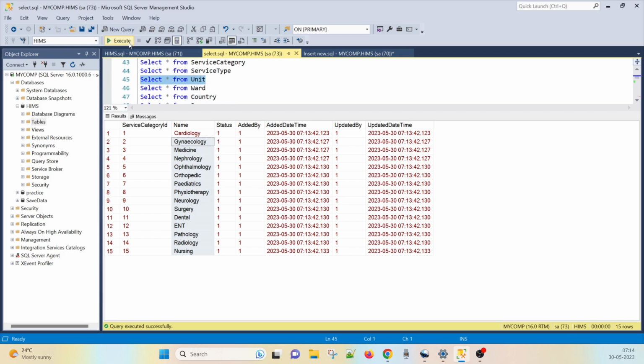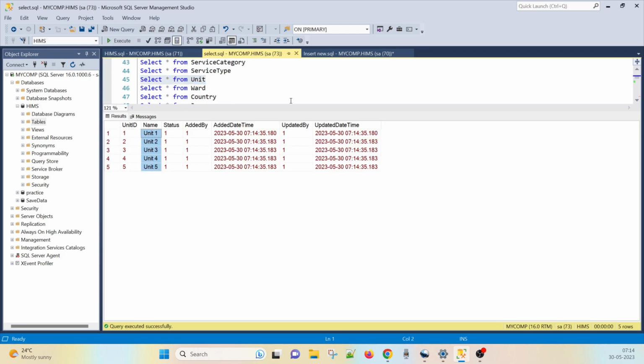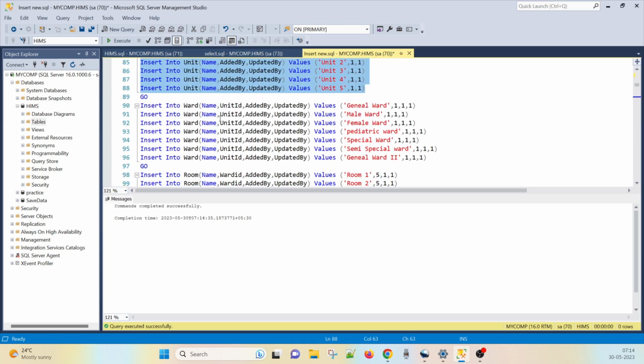Let's say unit is the master. So unit 1, 2, 3, 4, 5. And next is the ward. Means there are different number of wards in the hospital: general ward, male ward, then special ward. So I'm inserting that record.